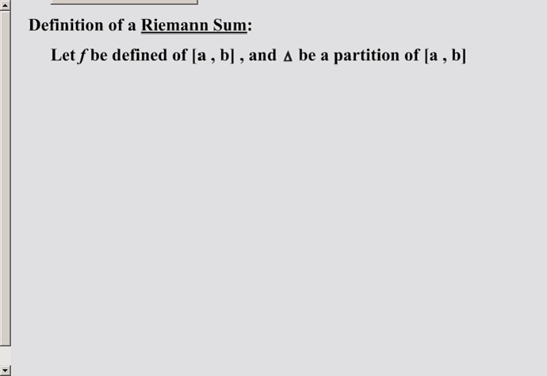Okay. Now this brings us to a definition of Riemann sum, and here's where things are going to get a little technical for a moment. Don't freak out. Let me just explain my way through it, and then we'll see where it brings us at the end of that discussion. Let a function f be defined on a closed interval from a to b, and delta be a partition of the closed interval from a to b.